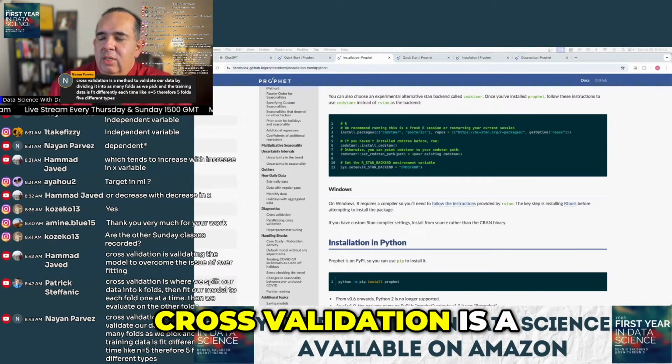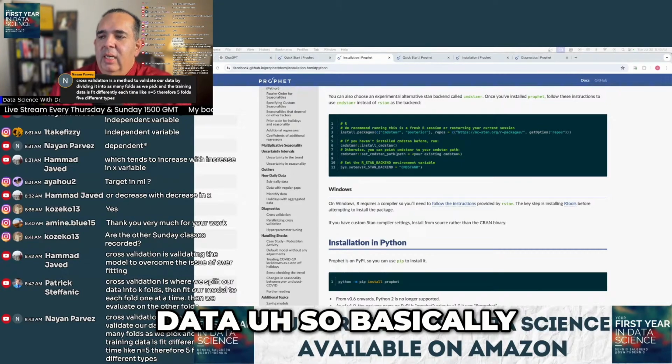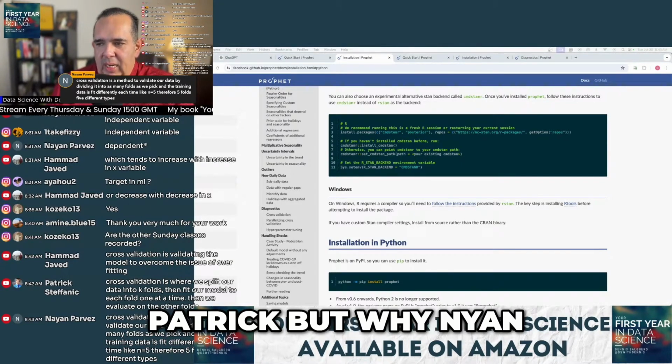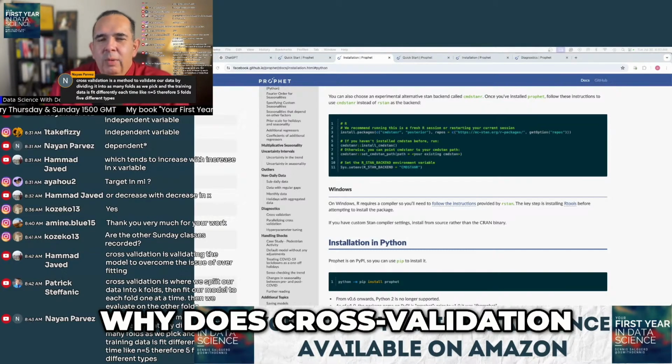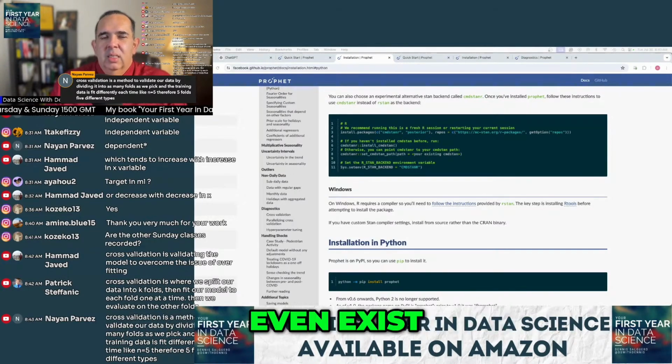Okay, so Nyan says cross-validation is a method to validate our data. So basically the same answer as Patrick. But why, Nyan? Like, what are we doing? Like, why does cross-validation even exist?